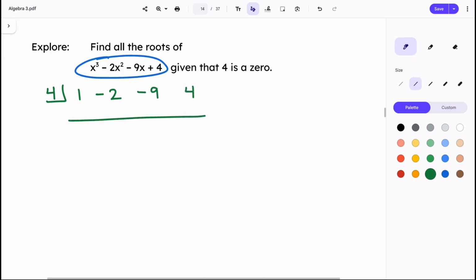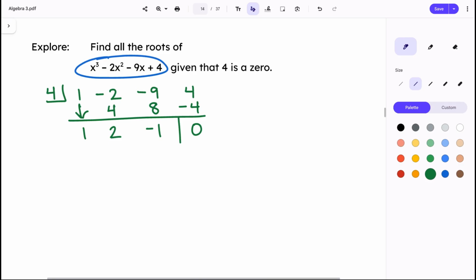Good. And we know we should be getting a 0 for the remainder. That lets us know we did it right. Okay, so I'm going to bring down this 1. What's my next number going to be here? 4, and then you add and you get 2. 4 times 2 is 8 plus negative 9. Negative 1, and then what do we get for our last thing here? Which gives me my 0. So I know I did it right.